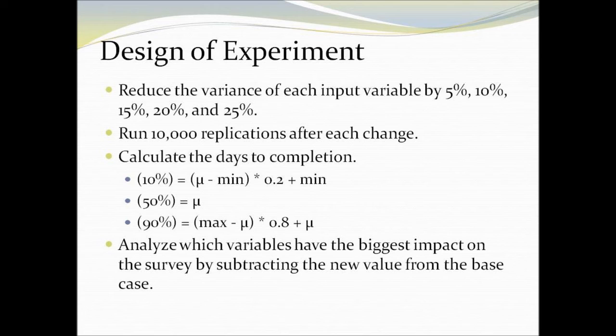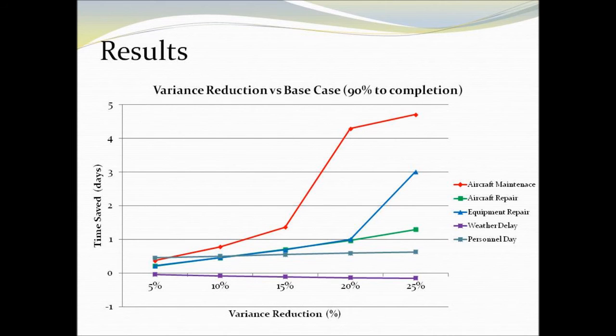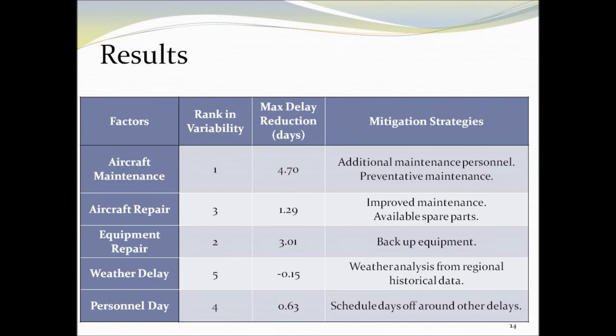Finally, to find the variables with the biggest impact, we subtract the new values from the original simulation values. The result difference was plotted, and from this graph we can see that the aircraft maintenance had the biggest impact, followed by equipment repair, then aircraft repair, then personnel day, and finally weather delay. The parameters were ranked by their impact, and we provided some possible mitigation strategies. The rank represents the order in which NOAA should focus their energy and resources.